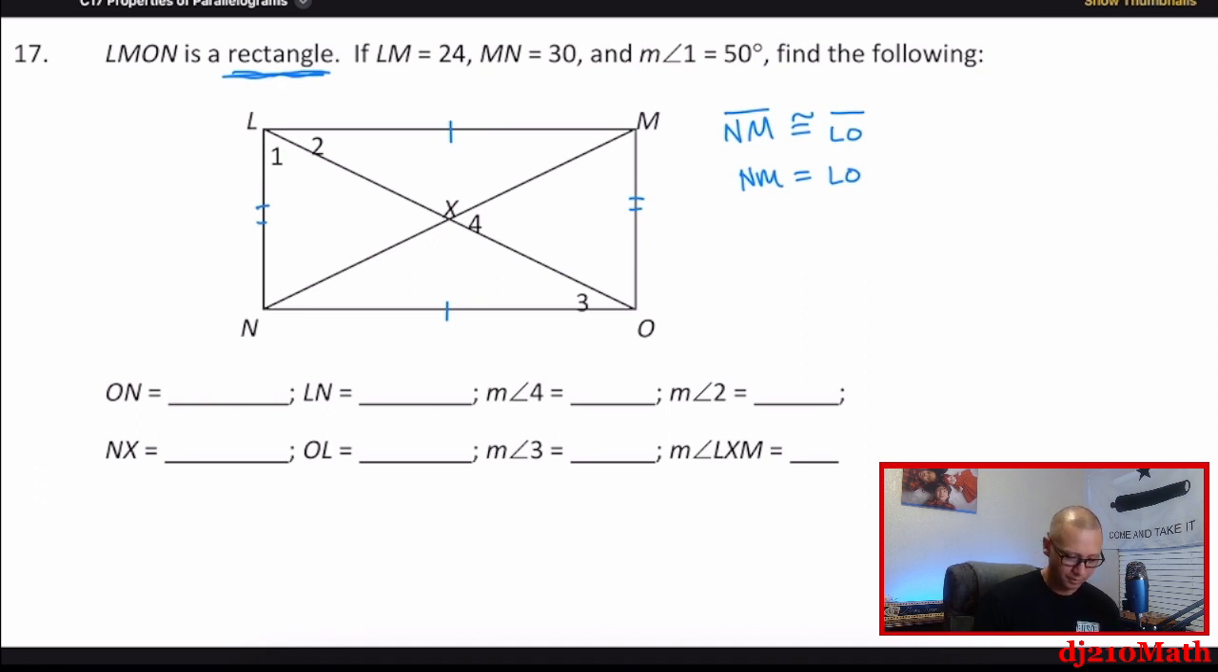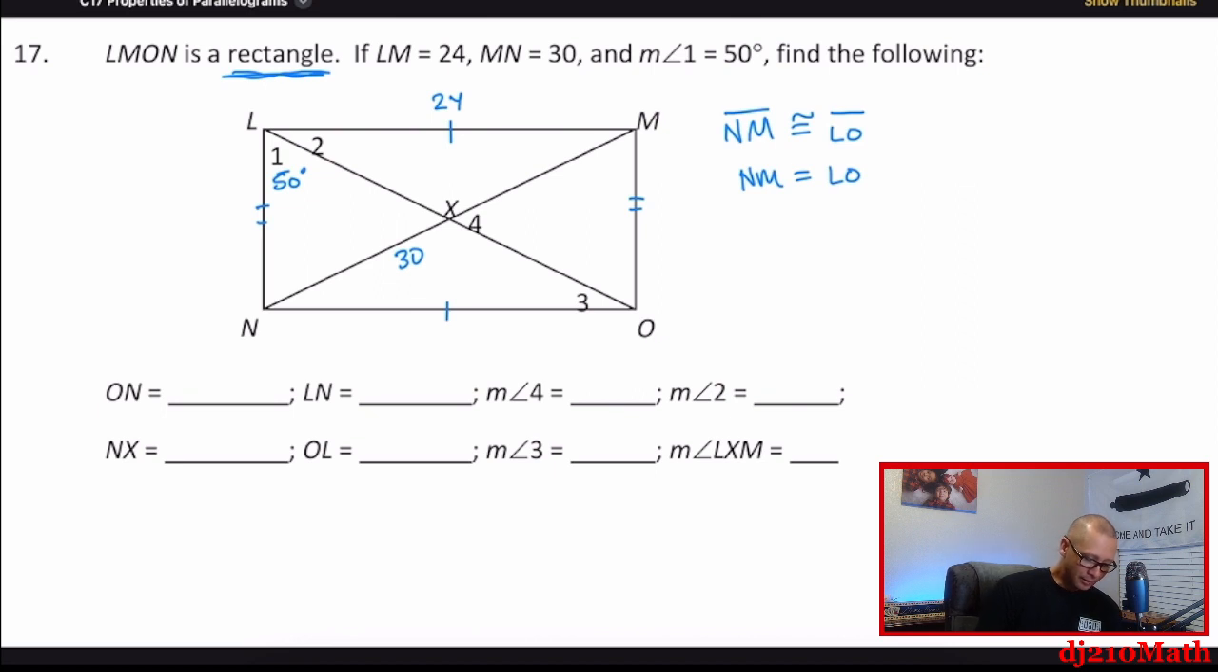So let's see what they tell us. LM, so what is that? That's this side. This is 24. MN, that's a diagonal, is 30. So MN is 30. And the measure of angle 1 is 50 degrees.